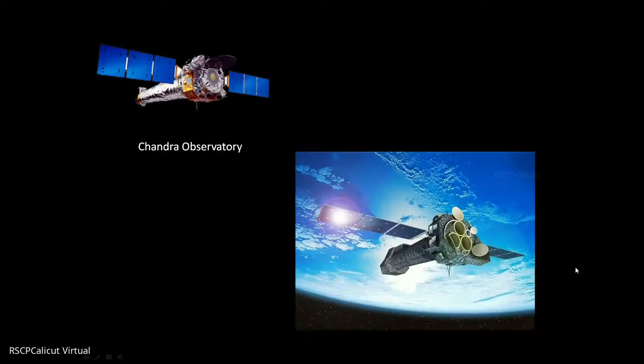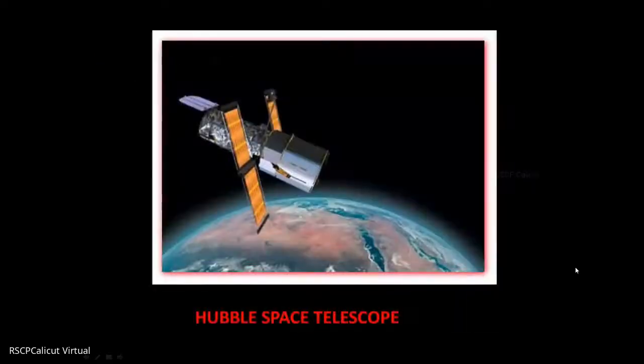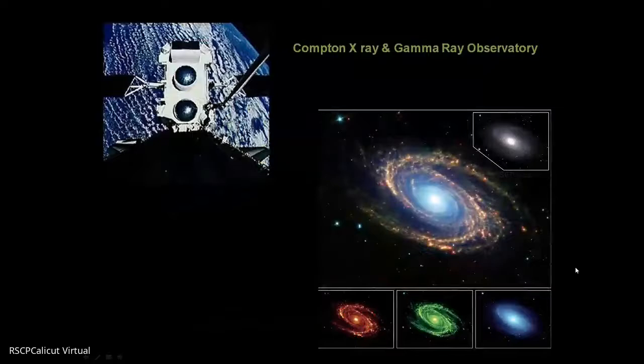Chandra Observatory was made by NASA, honoring our Subramanian Chandrasekhar. It worked in the X-ray range of the electromagnetic spectrum and has given a lot of records. The Hubble Space Telescope, known to all of you, has captured an innumerable number of images, and we understand the universe much better using the data transmitted by this telescope.